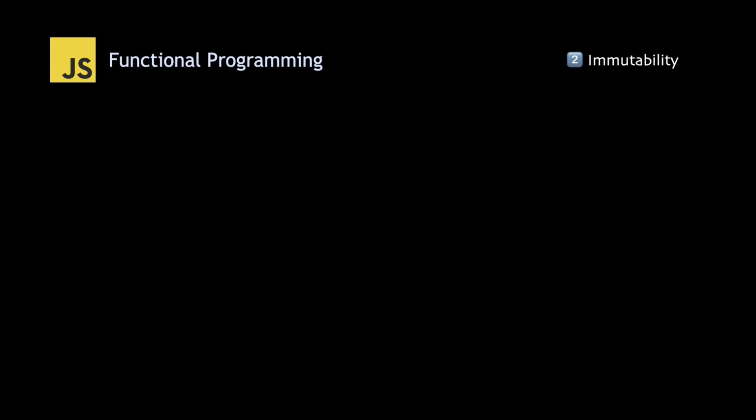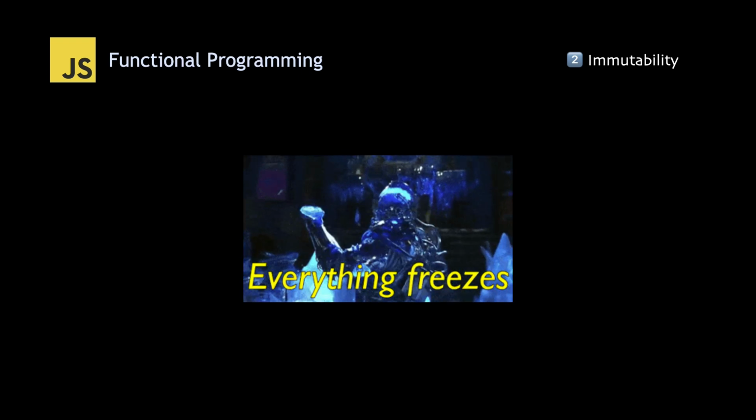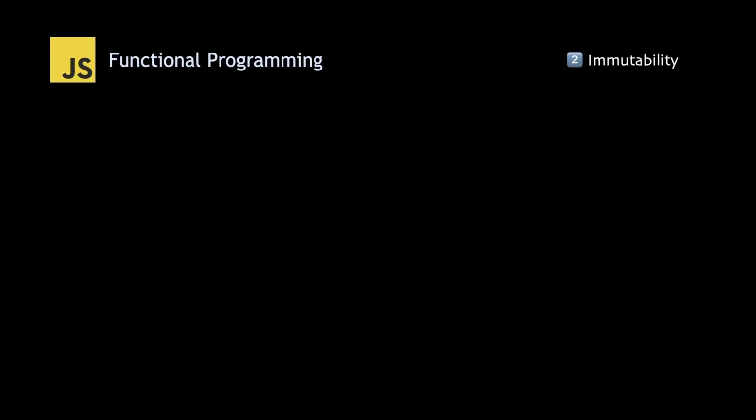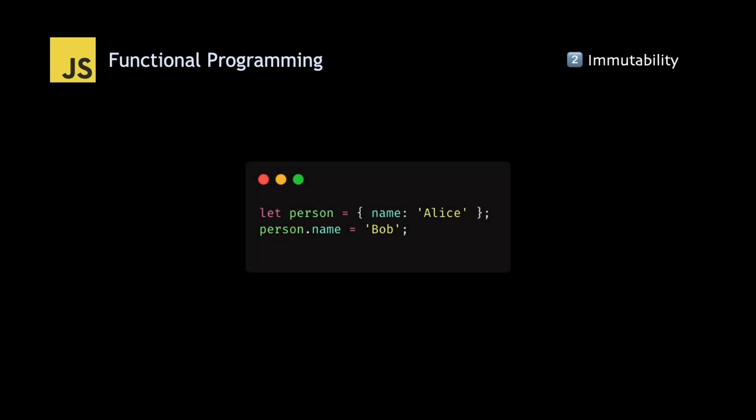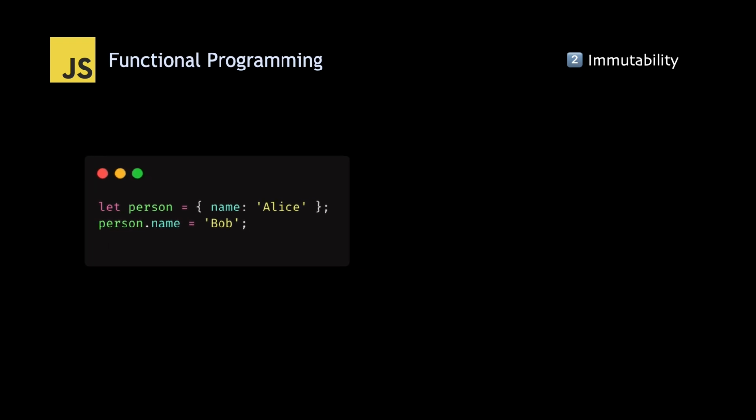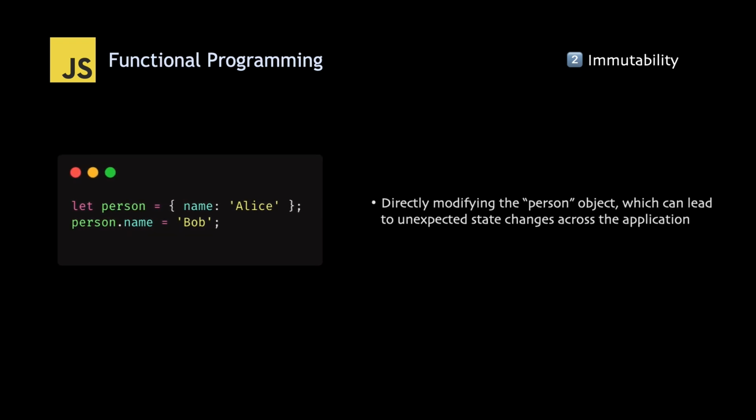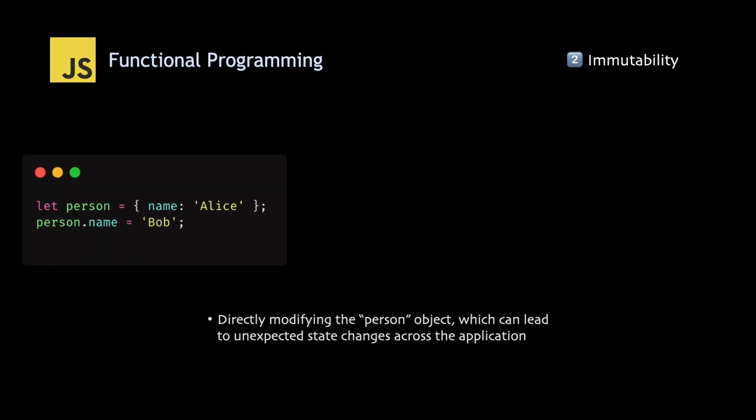Immutability. It's like sealing your data in a time capsule. Once it's in, it never changes. So what's happening here? We are directly modifying the person object, which can lead to unexpected state changes across the application. This can cause issues if other parts of the code are expecting person.name to be Alice.